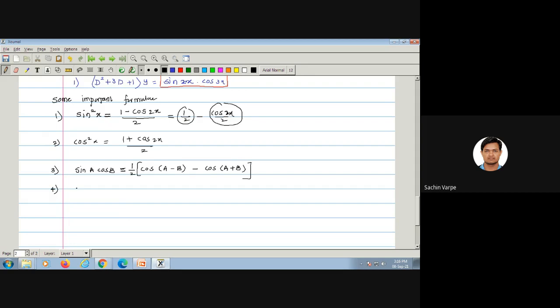Similarly, we can have the formula for cos A cos B. What's that? Cos A cos B also can be converted in terms of this linear cos only. Cos of A plus B plus cos of A minus B. Check.